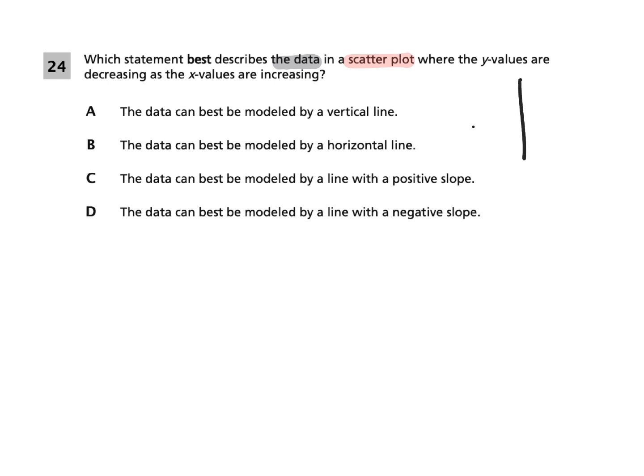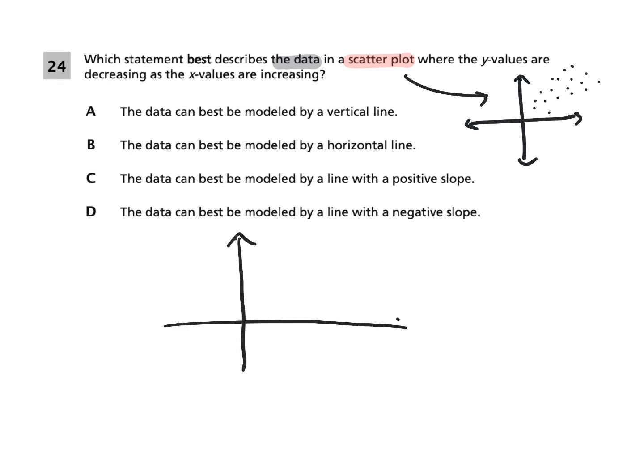Let's make a graph. A scatter plot is just a scattering of data points. So they want to know what a scatter plot looks like when we increase the x, the y is decreasing. So as we go to the right, the y is going down. So it looks like this. And I know I'm not doing the best job, but it should be all data points.